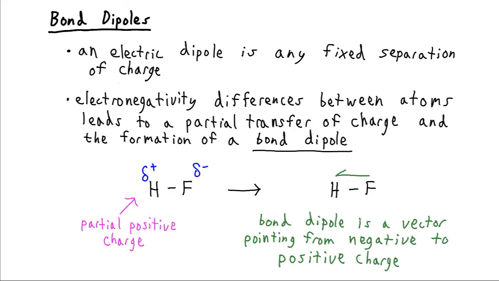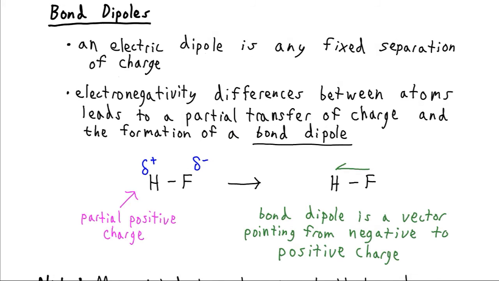And the way that we're going to represent the bond dipole is as a vector, as an arrow with magnitude and direction. And the way that we're going to draw it is it's going to point from the more electronegative element, the one that gets negative charge, to the more electropositive element, the one that gets a positive charge.